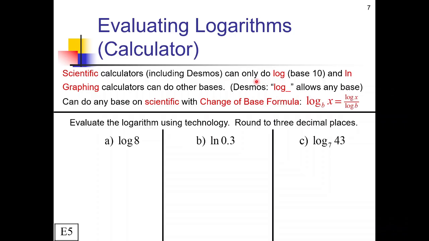So with all that in mind, pause the video and just practice finding logs with technology on these three examples. And for part C, I would recommend you try it with both methods, both the grapher Desmos log underscore and the change of base formula, just to see that they do give you the same thing. All right, let's see how that went for you.